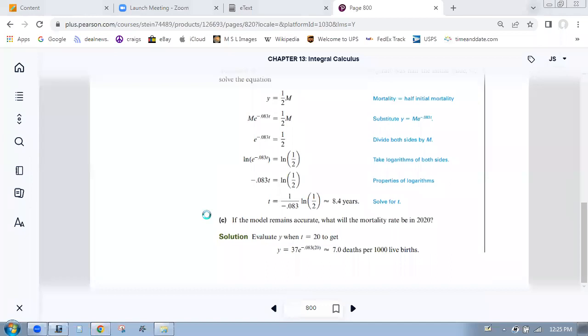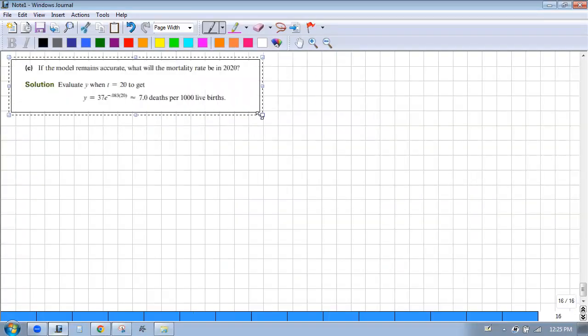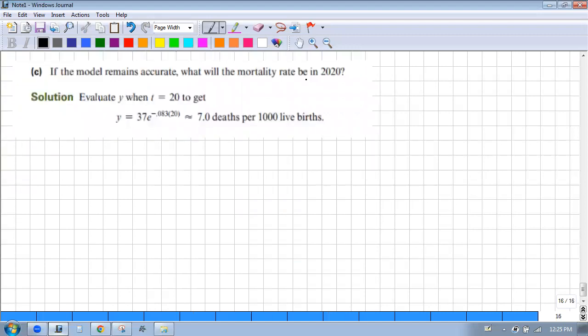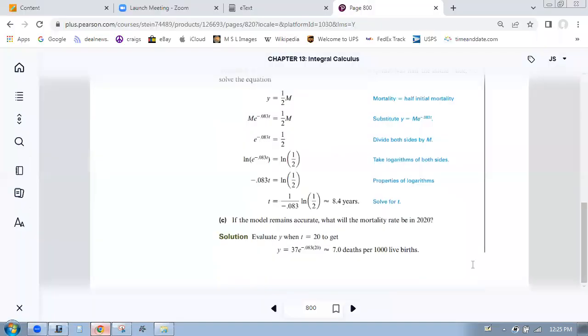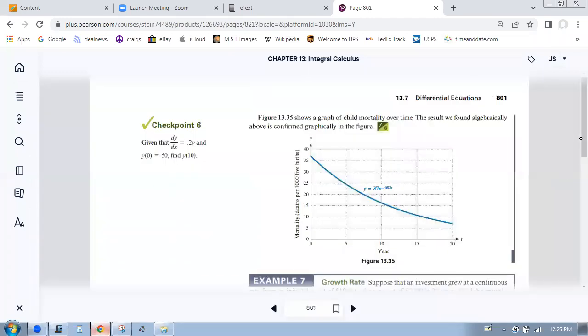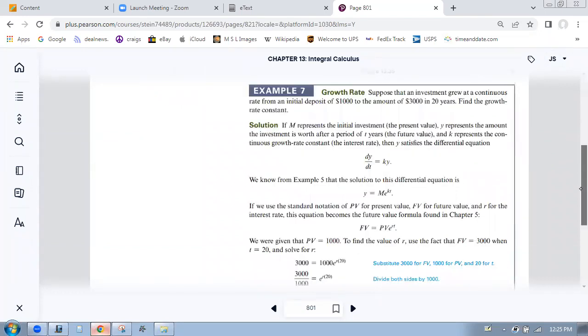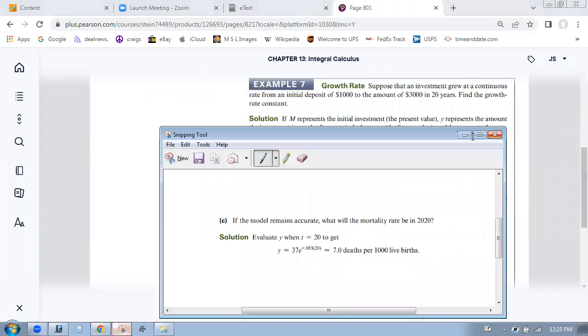Let's see here. If the model remains accurate, what will the mortality rate be in 2020? Well, this is t equals 20. Just plug 20 in for t. And there's a graph. You can see exponential decay. Look at another one here.